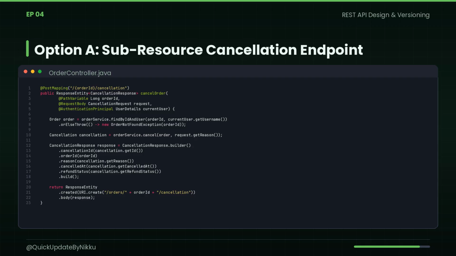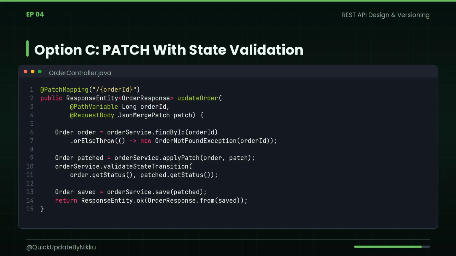Notice that business logic lives in the service layer. The controller only handles HTTP concerns. The cancellation record captures reason, timestamp, and refund status, giving you a full audit trail for free. The patch endpoint uses JSON Patch, which is RFC 6902, not a custom partial update hack. Crucially, validate state transition enforces business rules after the patch is applied but before it is persisted. The API trusts the HTTP layer only as far as deserialization; domain invariants are enforced in the service, not the controller.